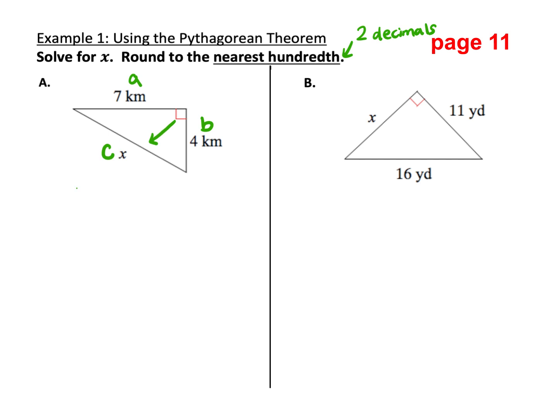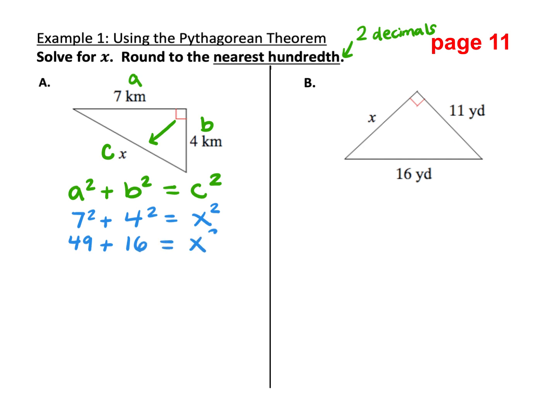So we can now just take those values and substitute them into the Pythagorean Theorem, A squared plus B squared equals C squared. So A squared is going to be 7 squared plus B squared, which is 4 squared, equals C squared, which is the X squared. And now you can square those using the squared button on your calculator, or just 7 squared is 7 times 7, so 49. 4 squared is 16. And then if we add the 49 and the 16 together for like terms, that makes 65. 65 is equal to x squared.